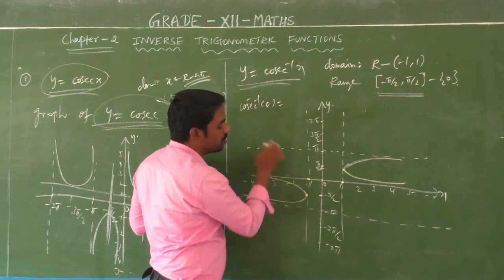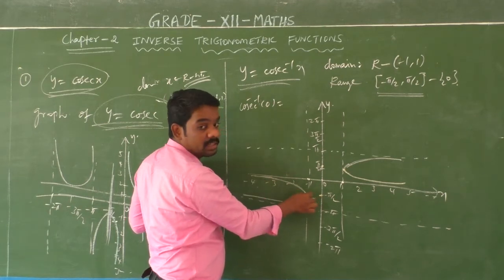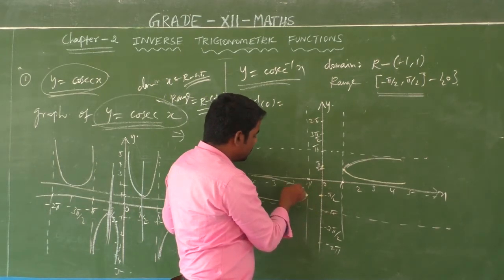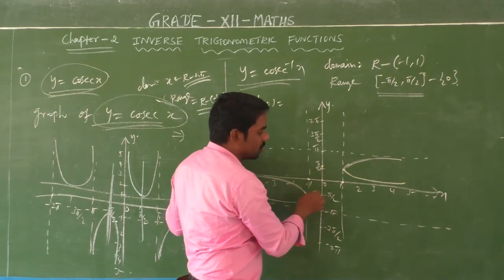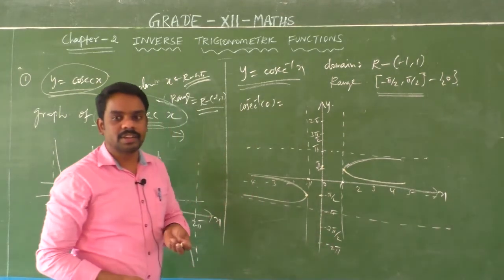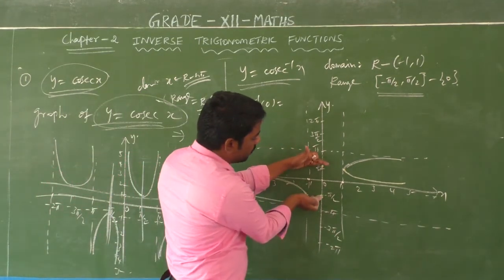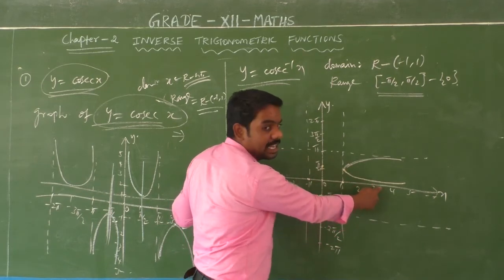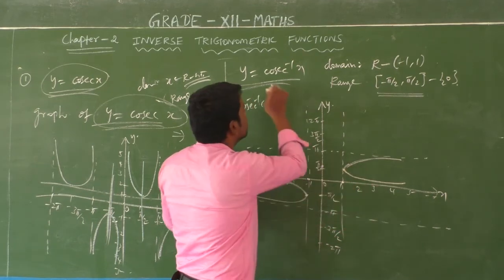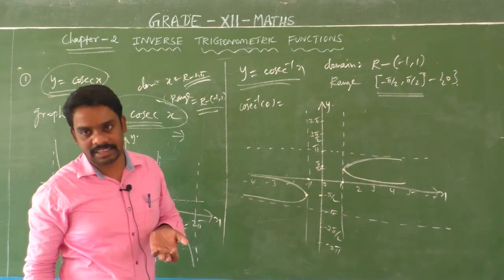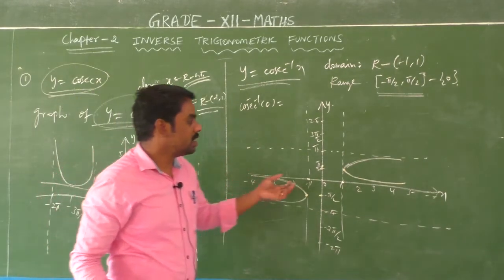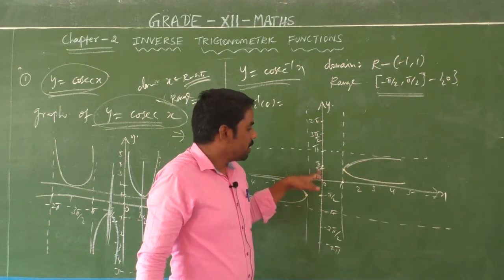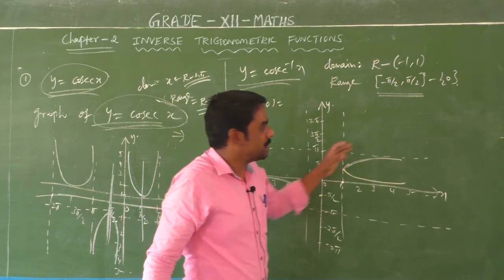So cosecant inverse of minus 1 has the value minus pi by 2. This is the cosecant inverse curve between minus pi by 2 and plus pi by 2. At x equal to 0 this curve does not meet; cosecant inverse does not exist. So the values are only minus pi by 2 to plus pi by 2, except 0.